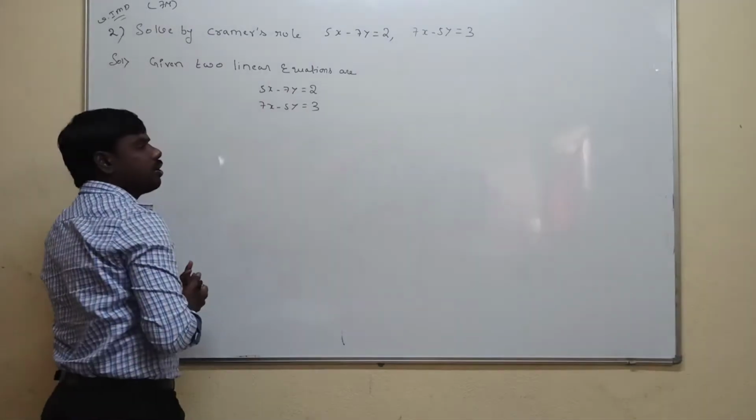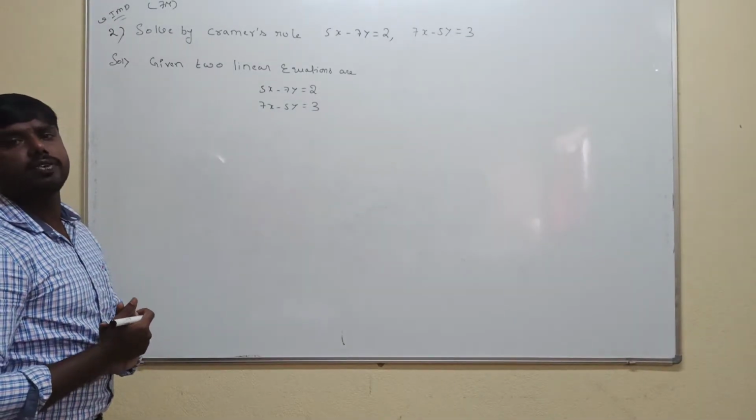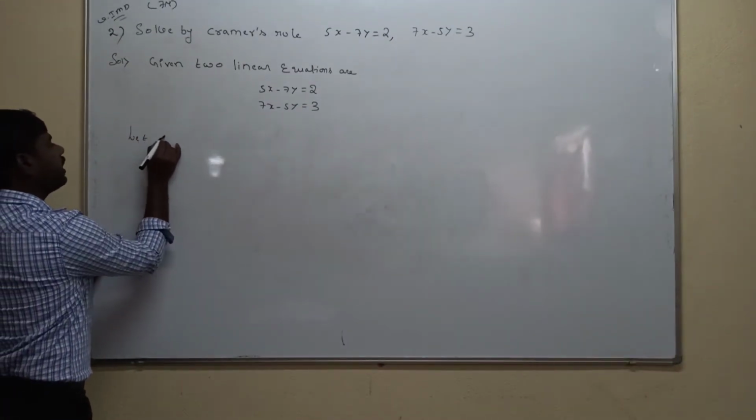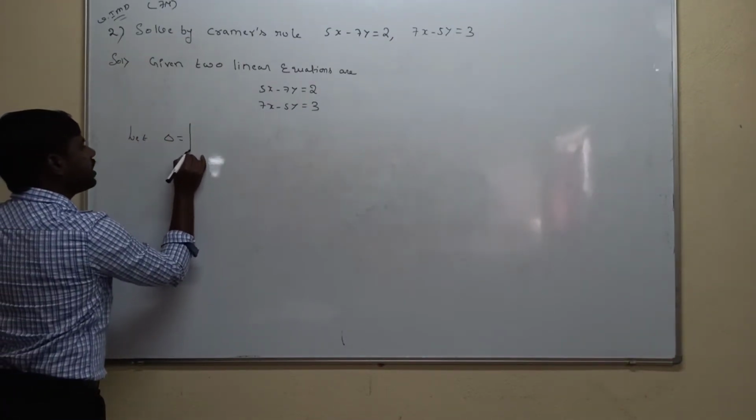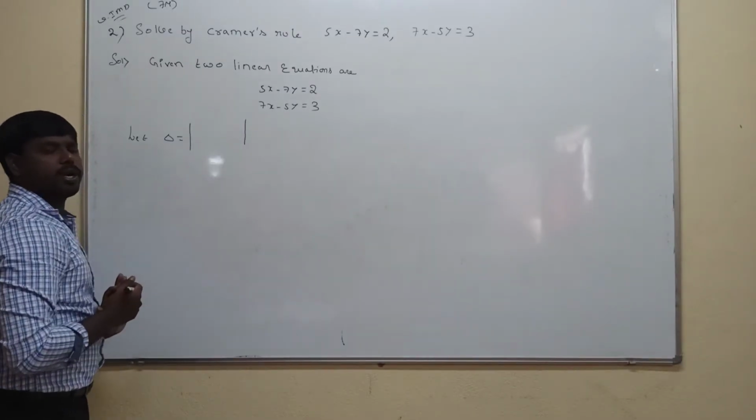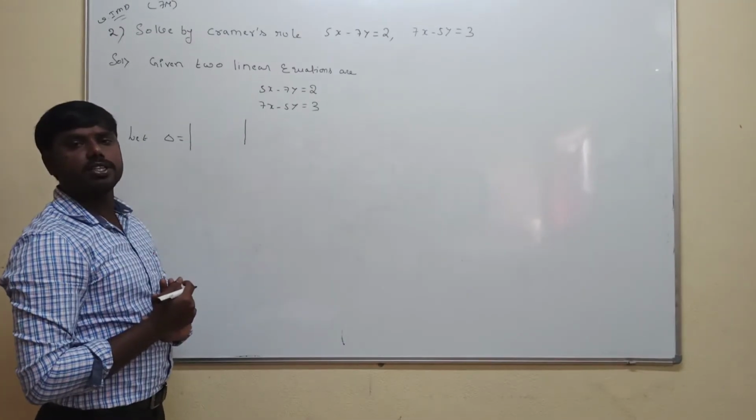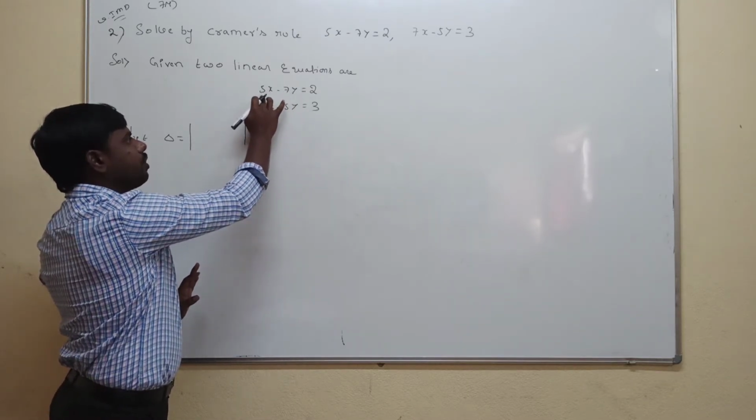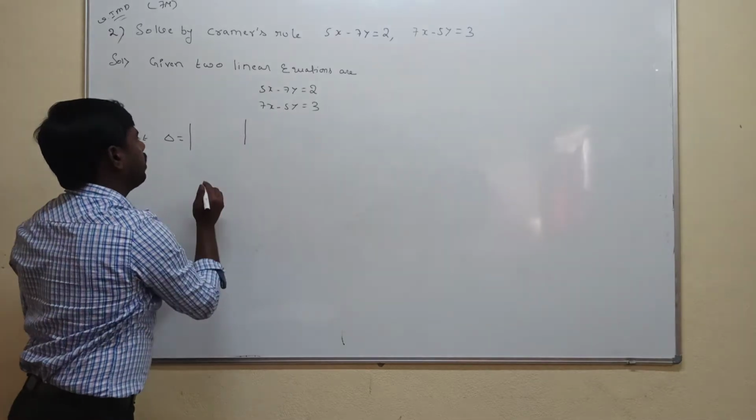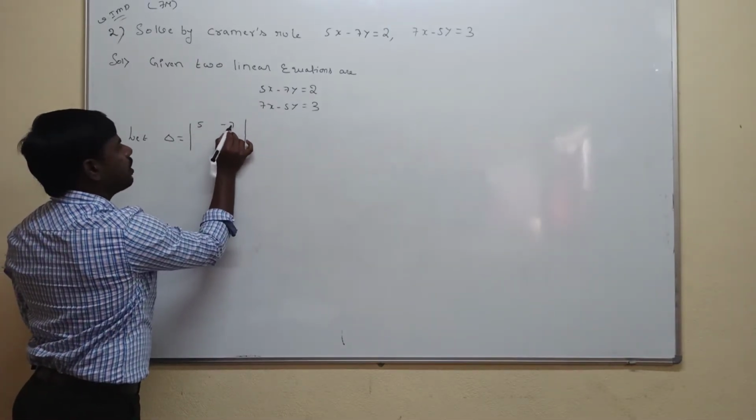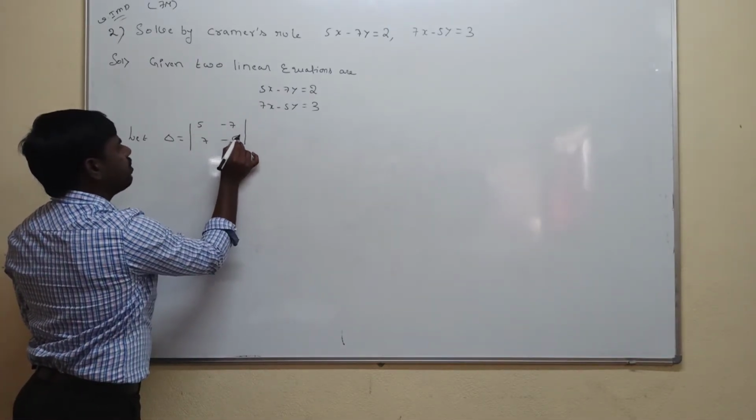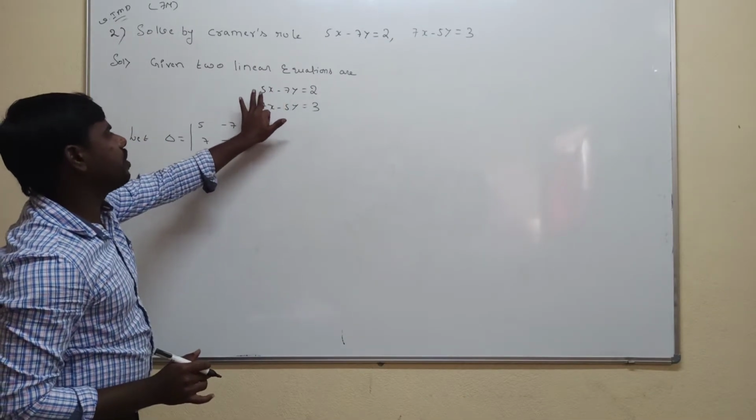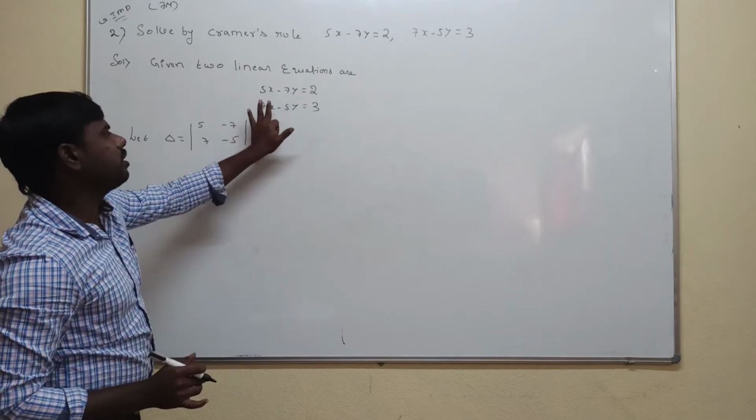Here x y variables are there. That's why we calculate x y values. So what is the first condition? Let delta be the determinant of coefficients of x y values in the given equations. From the given equations, what are the x y coefficient values? 5, minus 7, 7, minus 5. Very easy. Delta we are taking as the coefficients of x y values.